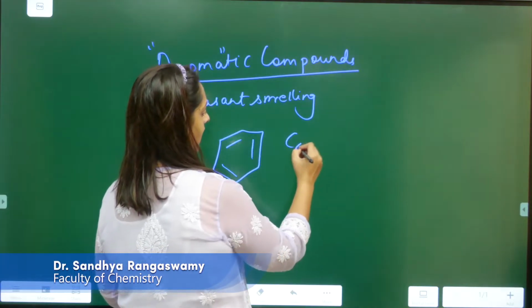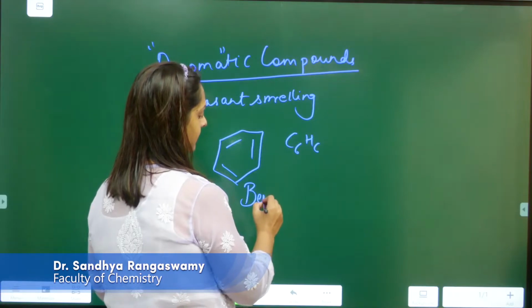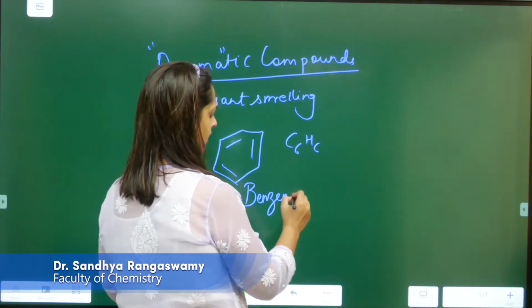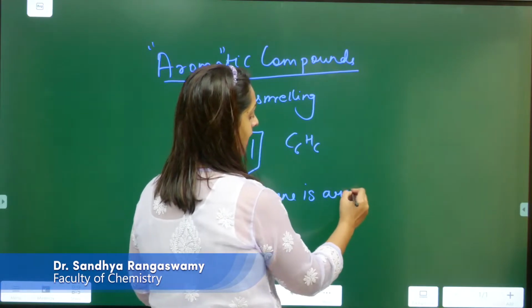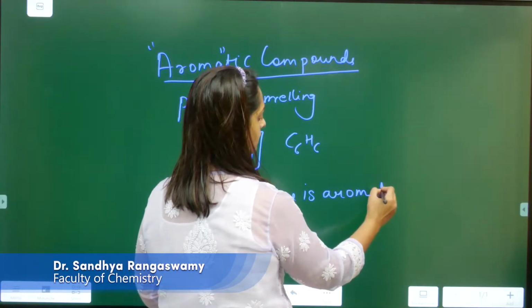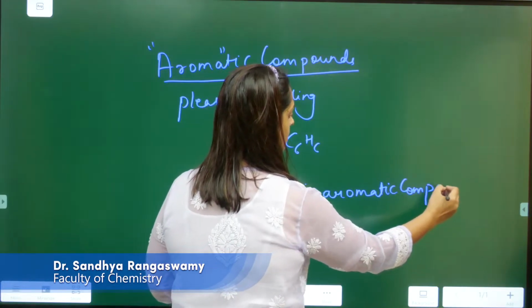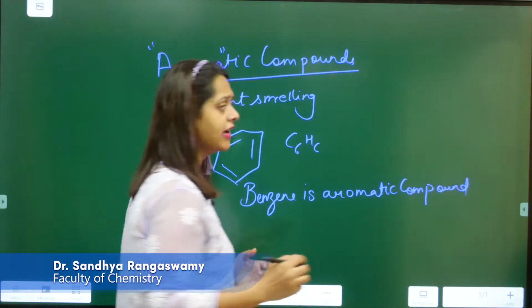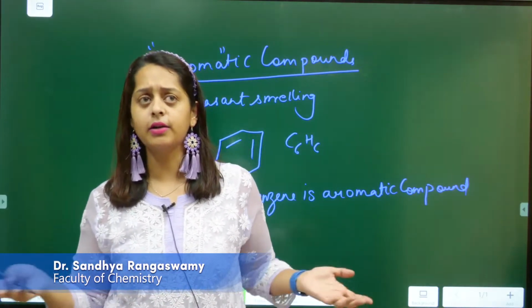C6H6. I know benzene is an aromatic compound, right? Everyone agrees with me? Benzene is an aromatic compound. So how do I actually identify whether my compound is aromatic or not?